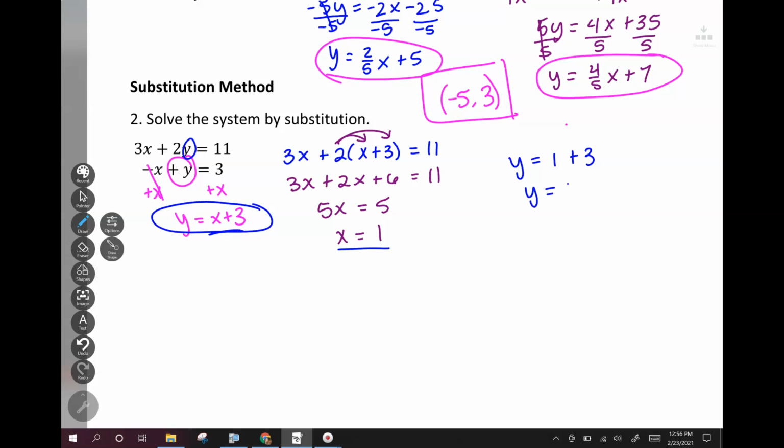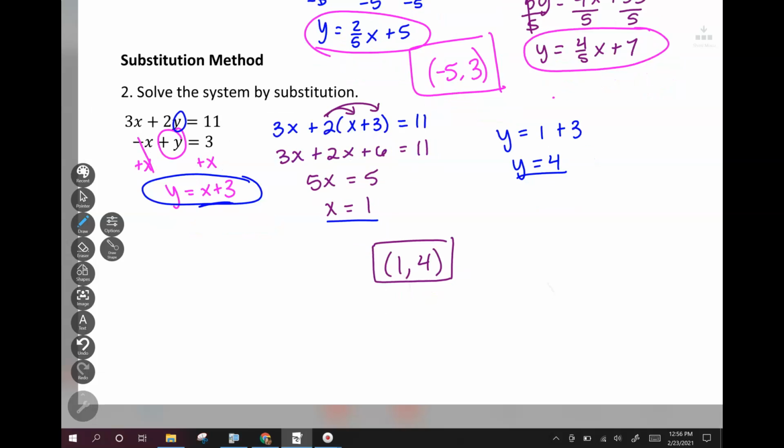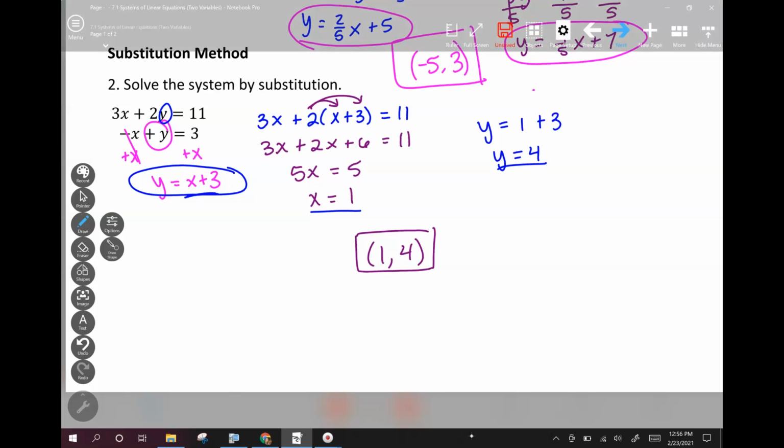So y equals 1 plus 3, 4. Okay, so now your solution, which is the point where the 2 lines intersect, is going to be 1, 4. You can check that in the calculator just by checking to see where the 2 lines cross. So that is substitution.